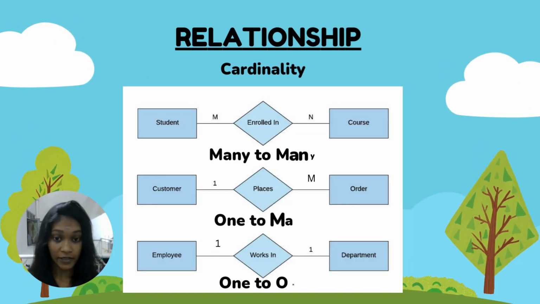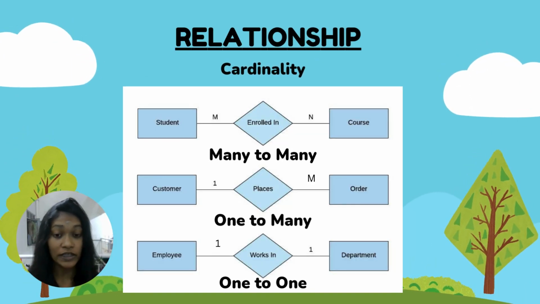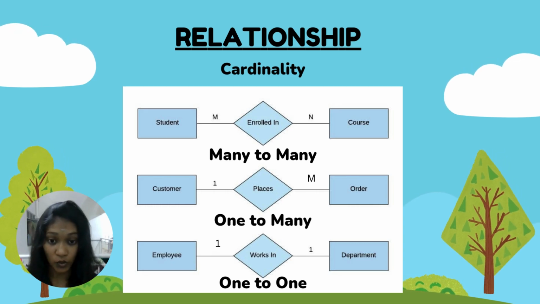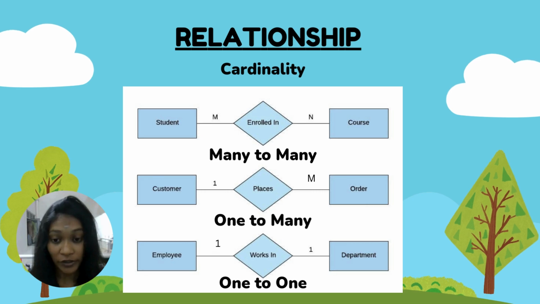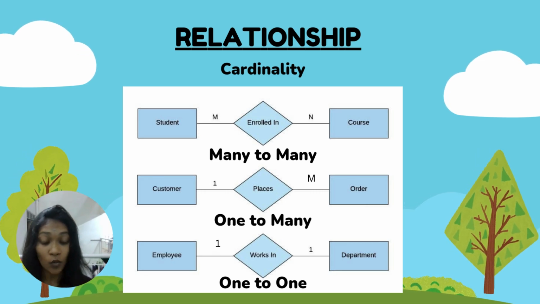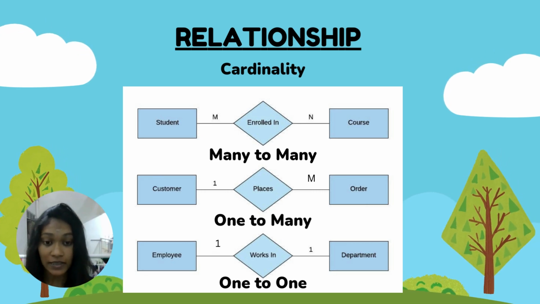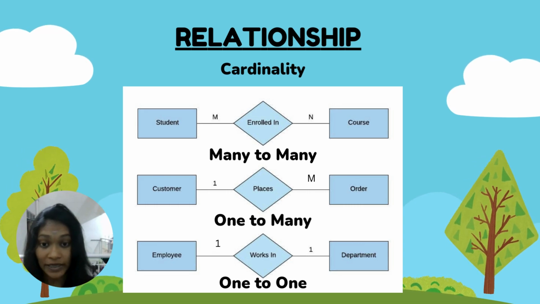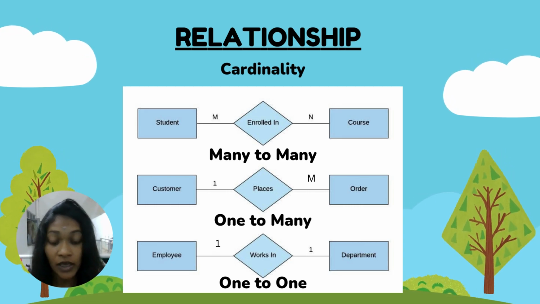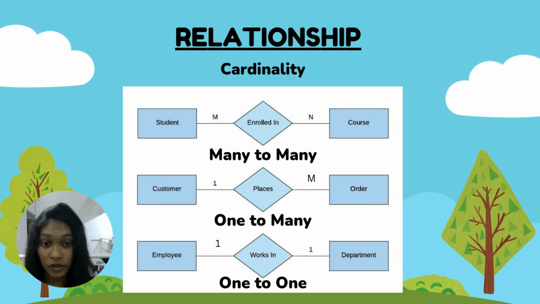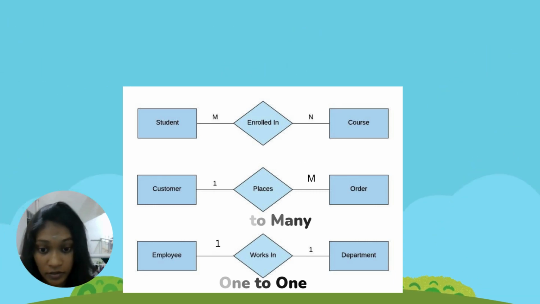So next is cardinality. For ERD, we focus on only three cardinalities, which are one-to-one, one-to-many, and many-to-many. If you see this example for one-to-one, one employee works in one department. For one-to-many, one customer places many orders. For many-to-many, many students enrolled in many courses.